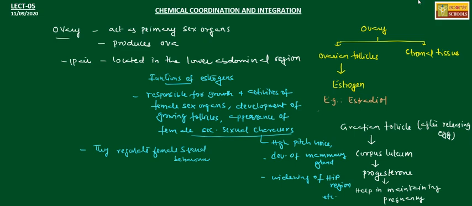And then, as I told already, the progesterone supports pregnancy and it is called pregnancy hormone. Acts even on mammary glands and stimulates the formation of alveoli. Okay, so that's about the hormone progesterone. So this is about the ovary that acts as a primary sex organ, and of course it produces ova, and it acts as an endocrine gland.